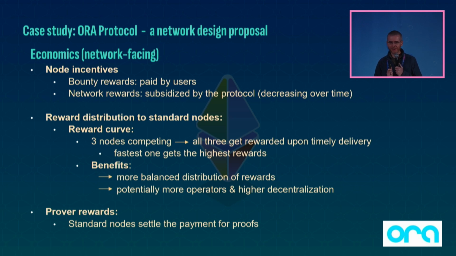The reward distribution, though, is a very interesting aspect, in my opinion, as well. I propose a reward curve for the standard nodes. Let's say there is a fixed redundancy, three nodes competing for each job. Based on the reward curve, all three who complete the job within the time window would be rewarded, the first one getting the most, the last one getting the smallest reward. But this would enable a more balanced distribution of rewards, and potentially more node operators and higher decentralization could be reached through that as well. Prover rewards in that sense are out of the scope of the protocol itself, because it's the responsibility of the standard nodes to get the jobs proven, and they settle the payments with the provers directly.